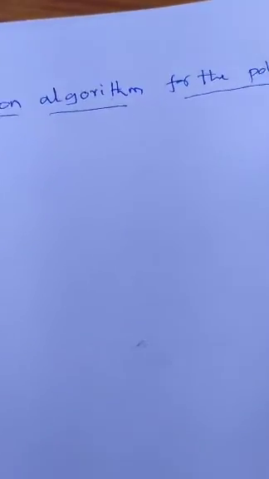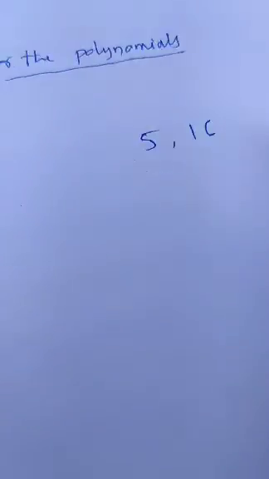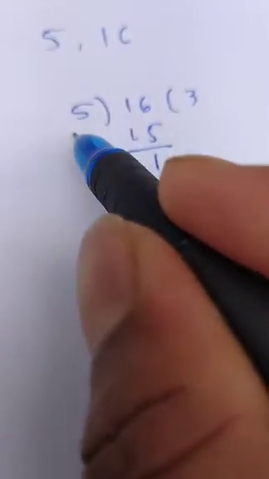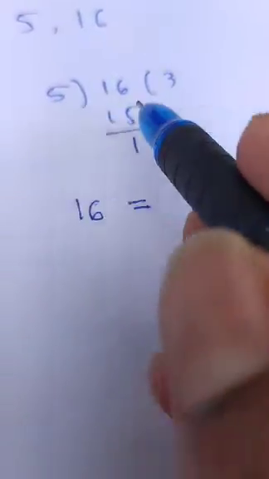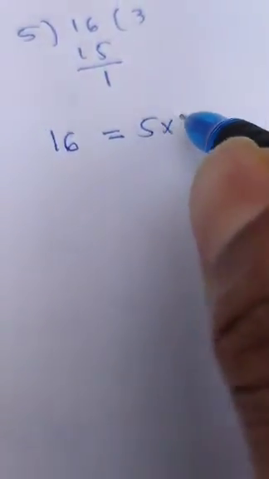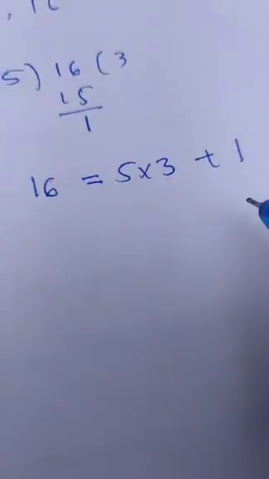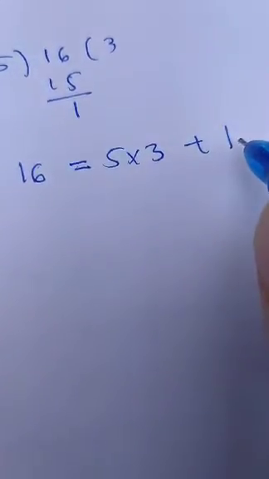What is the division algorithm? For example, I am taking two numbers, 5 and 16. How to divide these two numbers? Divide the greatest number by the smallest number. So I am dividing 16 by 5. 5 times 3 is 15, remainder 1. So here 16 is called the dividend, 5 is called the divisor, 3 is called the quotient, 1 is called the remainder. See here, dividend equals divisor into quotient, 5 into 3, plus remainder. 5 times 3 is 15 plus 1 is 16.